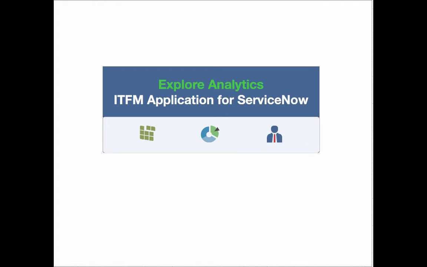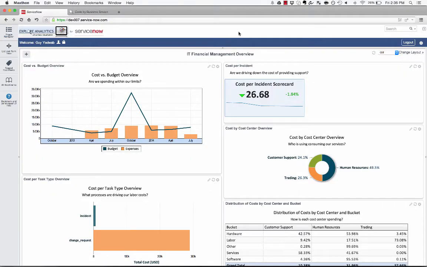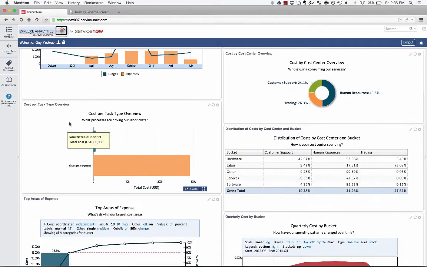I'm going to give you a quick look at our IT financial management analytical application for ServiceNow. We've partnered with ServiceNow's product team to extend the reporting functionality and give you deeper visibility into what's driving your organization's cost. Using our best-in-breed reporting engine, we've created these views that answer key questions across your IT financials, like, are you spending within your budgets? Are you driving down the cost of providing support? What processes are driving your costs, and who is consuming the cost of supporting IT?